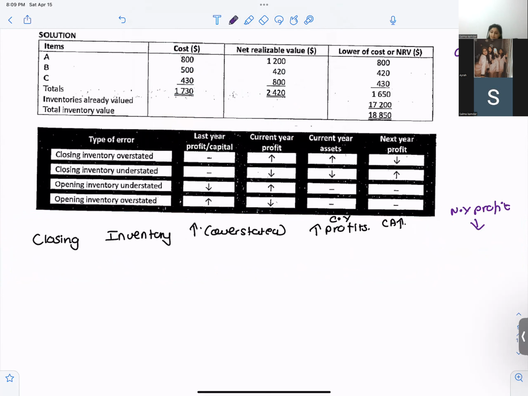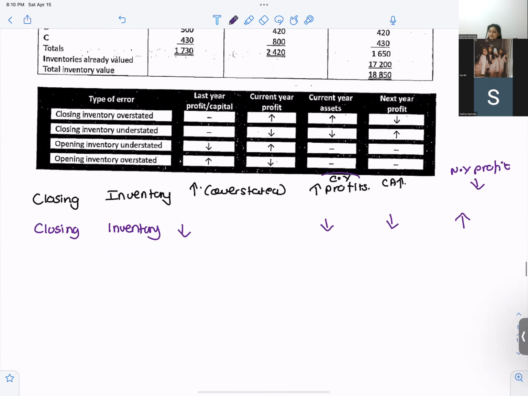Okay. Tell me what happens if your closing inventory is understated. Your profit will be understated. Your profits will be understated, current assets will be understated, and next year profits will be overstated. Okay. So closing inventory has everything related to the current year and next year. Now let's talk about opening inventory.